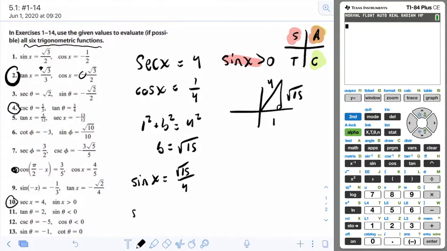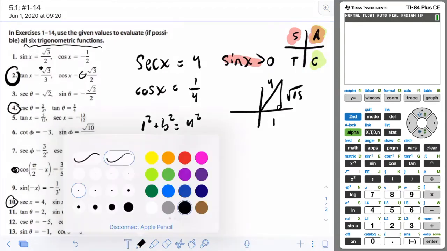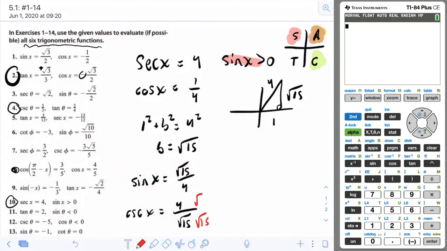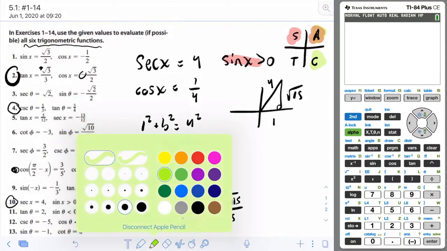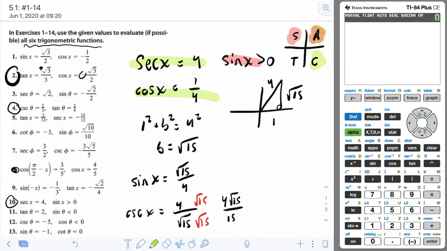That means that the cosecant of x is going to be 4 over root 15. Again, we're going to rationalize the denominator, so we'll just multiply the top and the bottom by the square root of 15. So that's 4 square roots of 15 over 15 for cosecant. So just to check what we've got for our answers here, we've got secant, we've got cosine, we've got cosecant, we've got sine, so we're just waiting on tangent and cotangent.